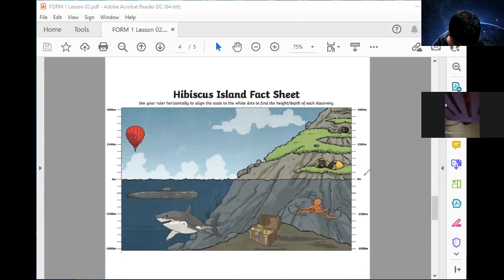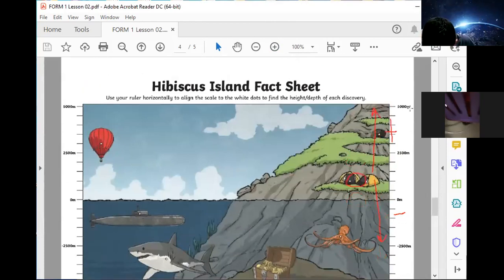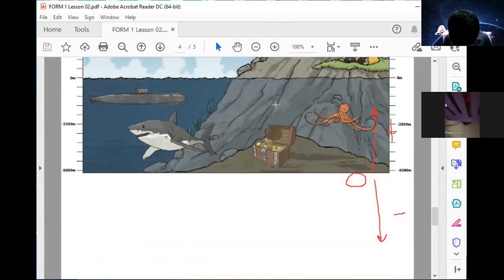So at sea level, it's 0. Whatever above sea level is positive. Whatever below sea level is negative. So I'm going to expand this a little. It looks a bit small. I also cannot see. Okay. All right. It goes up to 5,000 meters, 2,500 meters, 0 meters, and then go down, okay? Now, this is your chart. You're going to refer to this.